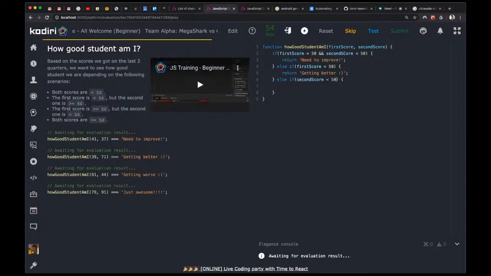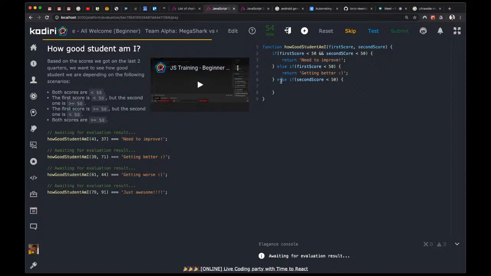That's interesting, Elena. Yes, you're right. That's the other way around. So the thing is, in this case, both scores are below 50. If not, that means at least one of them is above 50. Is the first one the one that is below 50? If so, the second one will be above 50.